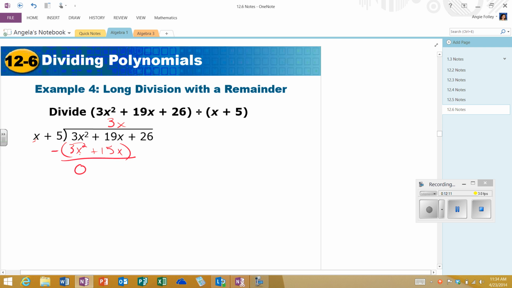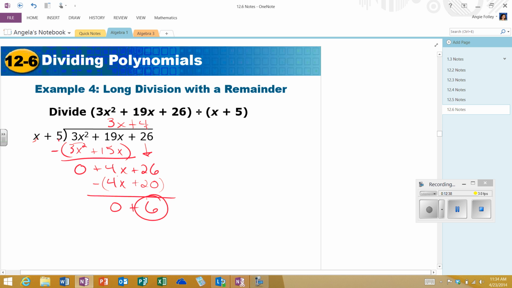So I have 19x minus 15x, which becomes a 4x. I'm going to bring this 26 down. x times a positive 4 makes 4x. The 4 times the 5 gives me 20. When I subtract it, I'm going to get a 0 here, but I'm going to get a 6 here. So I have a remainder of 6.